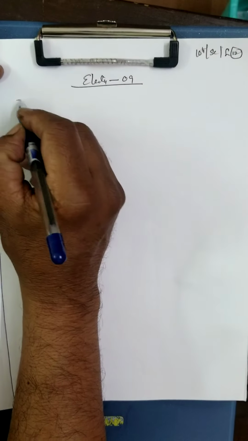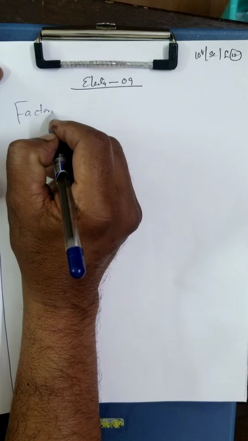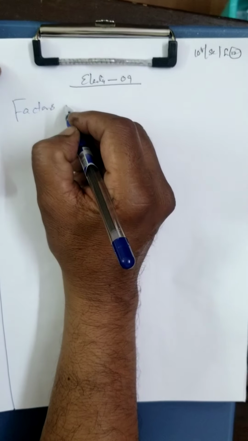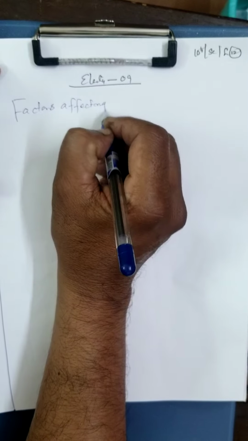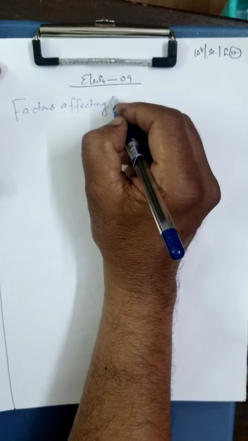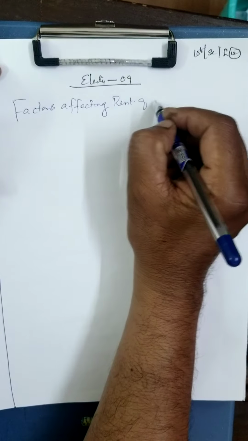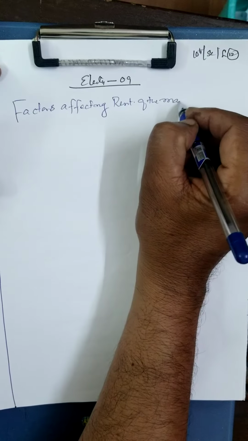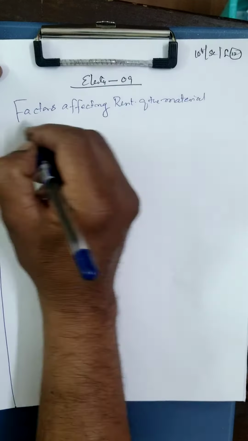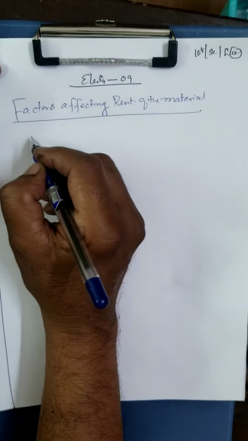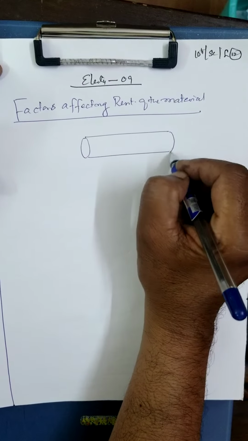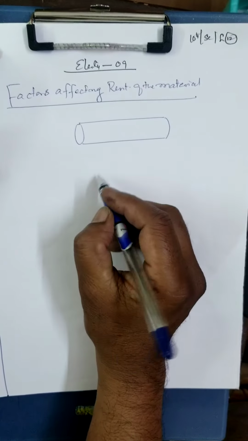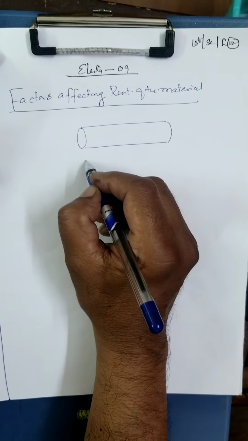Factors affecting the resistance of the material. See, you take a metal, right, in the form of wire.